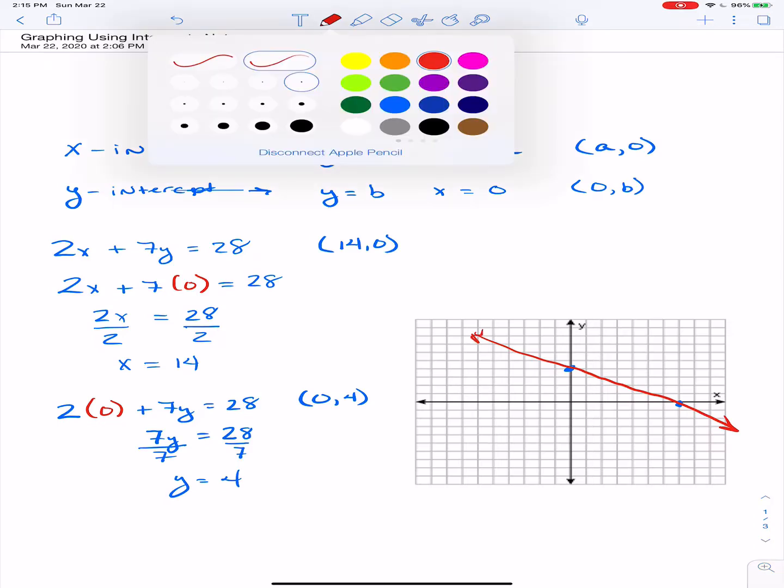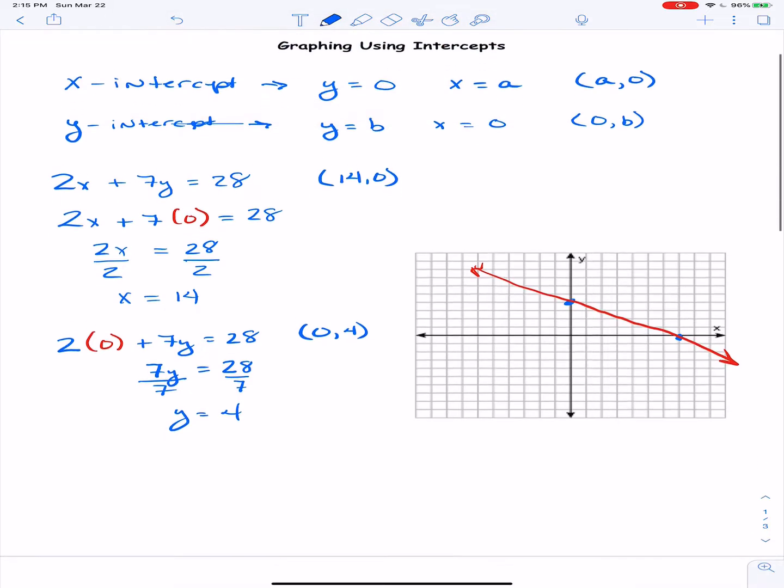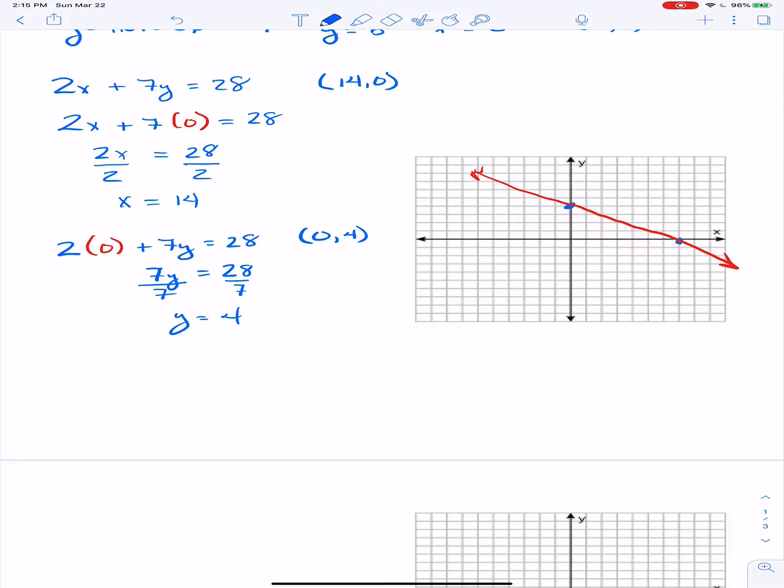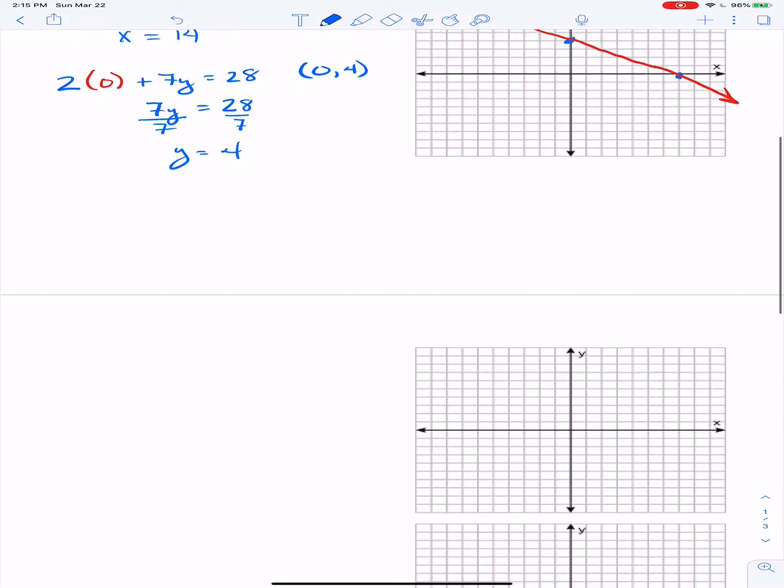Let's do another together. So let's do 3x plus 2y equals 6. And we're going to graph this using the intercepts. So you may want to pause this and see if you can do it on your own. And I will continue to work and you may watch.